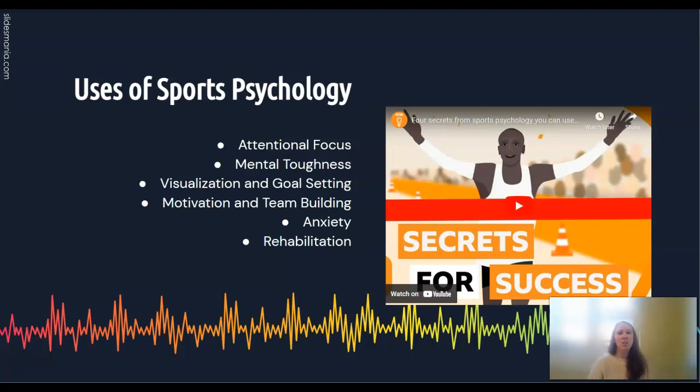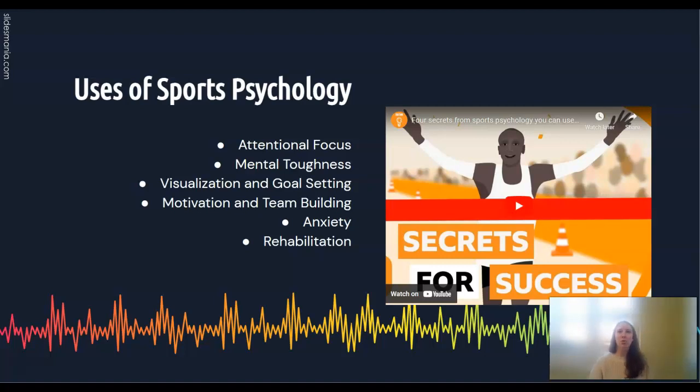So one of the things that a sports psychologist works with athletes on is attentional focus, helping athletes really make sure that they're maintaining focus during high stress and high stakes situations. That goes hand in hand with mental toughness, making sure that athletes have skills so that they don't crack under pressure. Visualization and goal setting is a really big part of sports psychology.